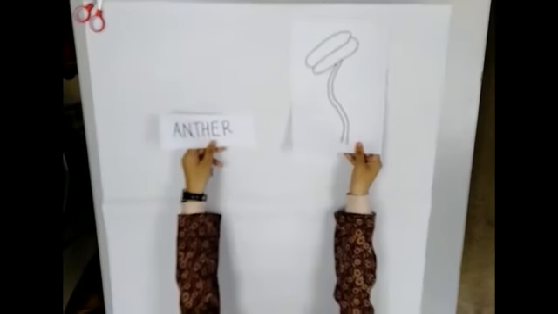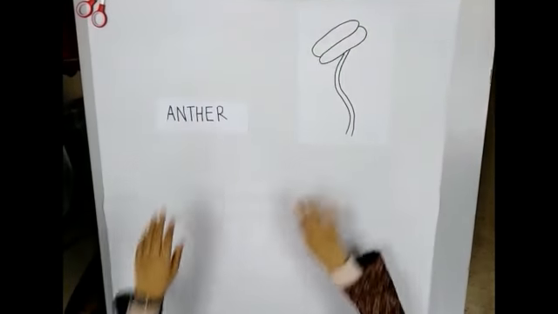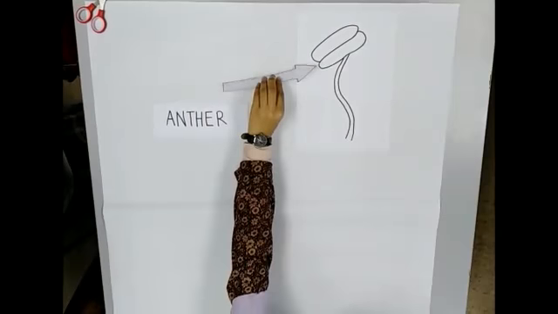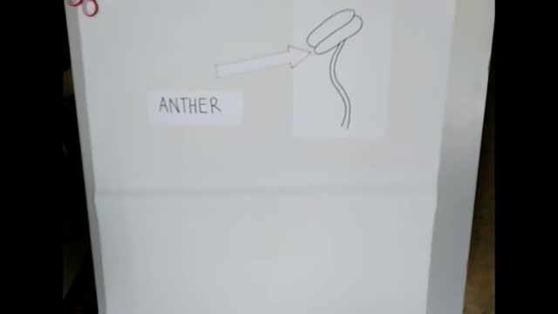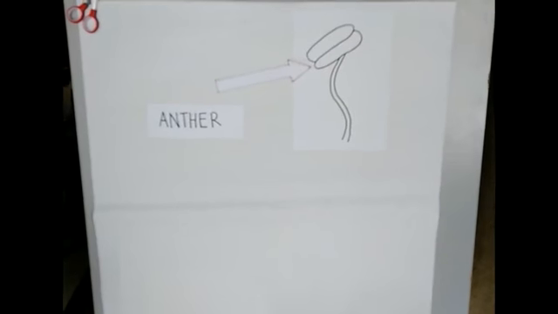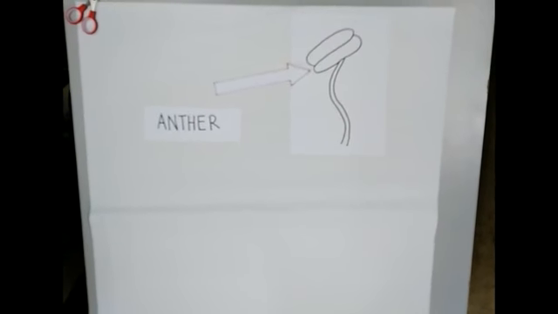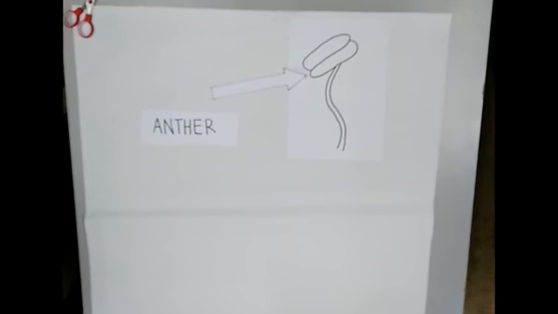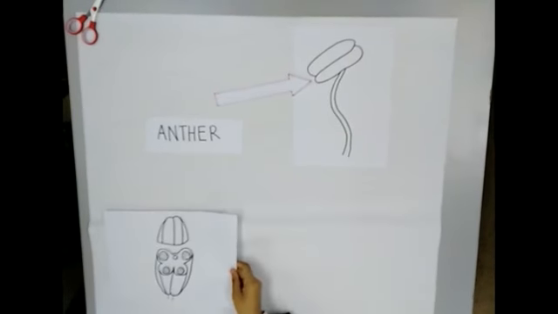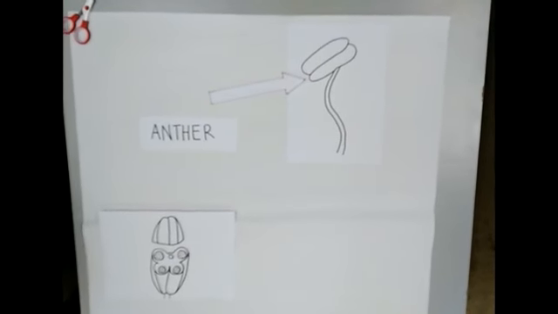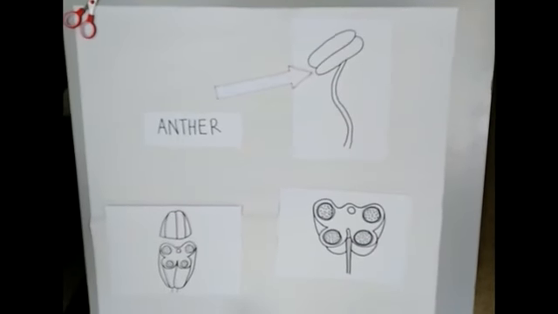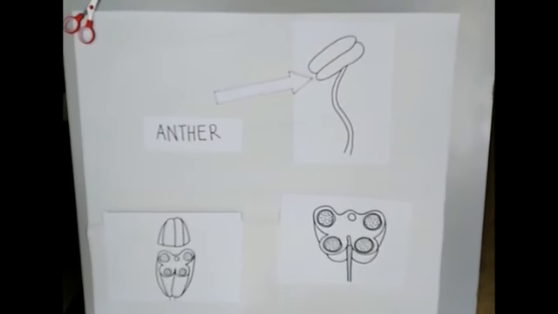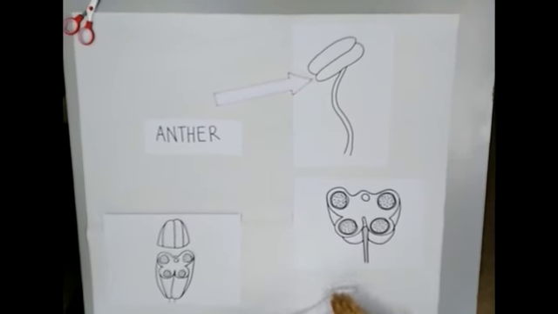Firstly, we have to know about the anther. The function of the anther is to produce male sex cells or pollen grains. So, when we cut the anther, we can see 4 pollen sacs, which are held together by connective tissue.